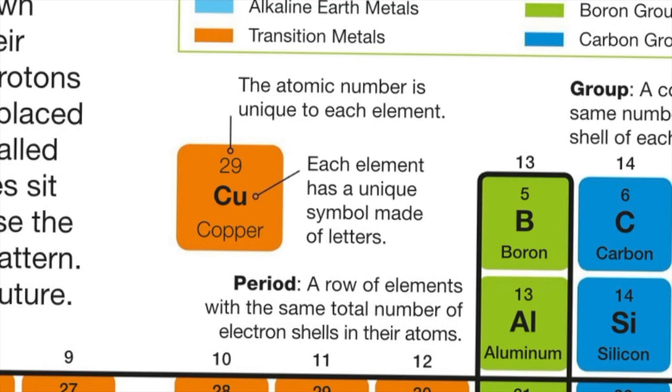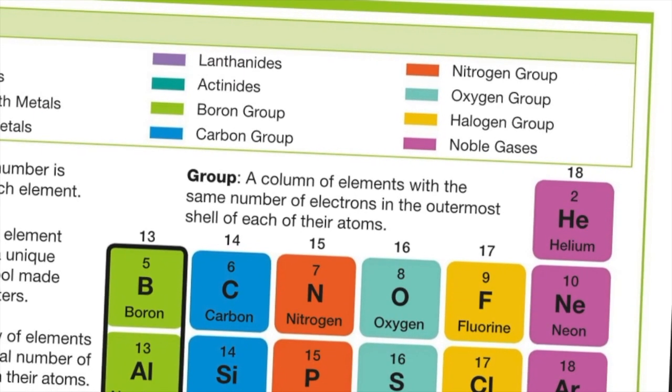So here we have copper. The atomic number is unique to each element. Each element has a unique symbol made of letters, and there are two types of classifications for the elements: the periods and the groups. Periods are a row of elements with the same total number of electron shells in their atoms, and groups are a column of elements with the same number of electrons in the outermost shell of each of their atoms. So let's continue.